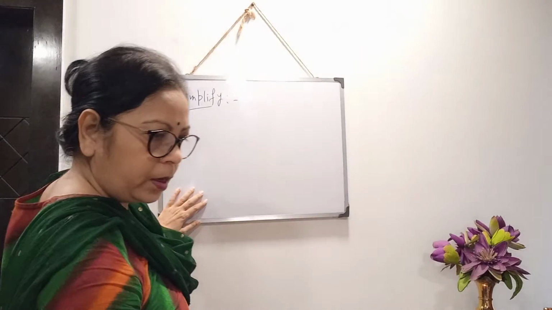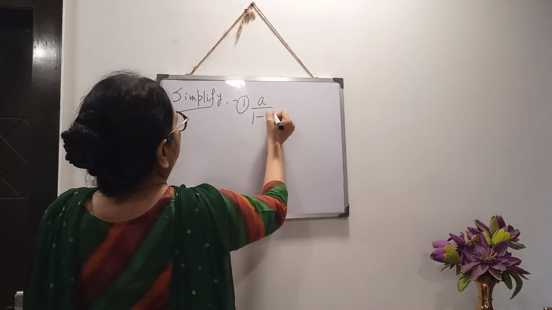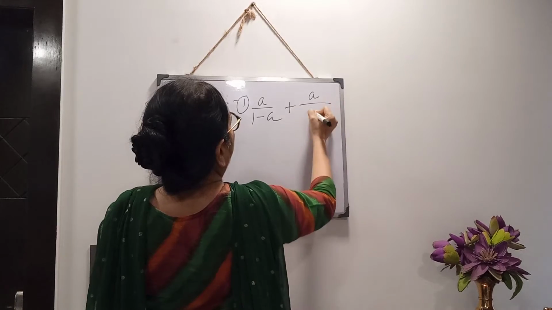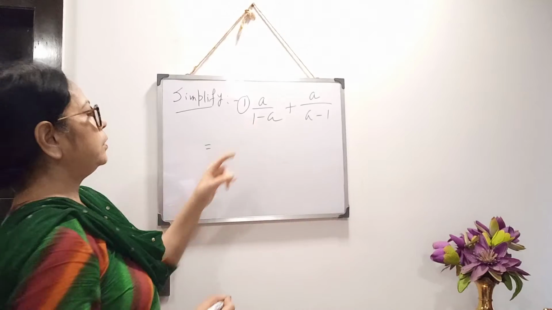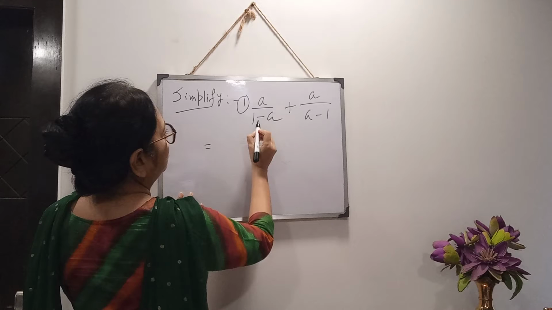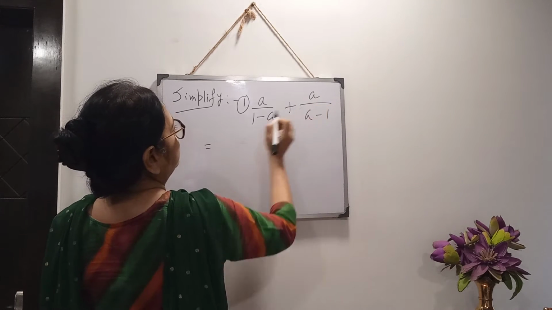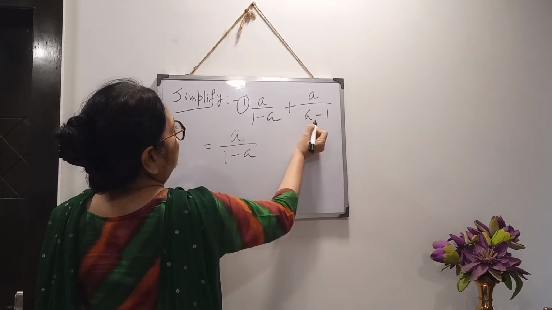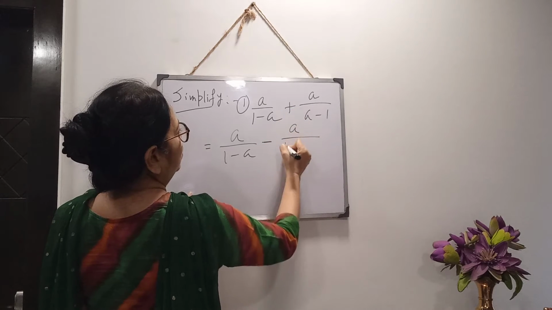Simplify, this is sum number 1. a by 1 minus a plus a by a minus 1. Now how to do? This is fractional addition. We have to take the LCM. But there is 1 minus a and here a minus 1, so we have to make them the same. How? If from the second term we take minus common, then it is becoming 1 minus a. This minus I am adjusting here. Plus minus minus, then it is becoming 1 minus a.